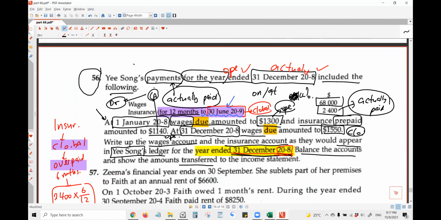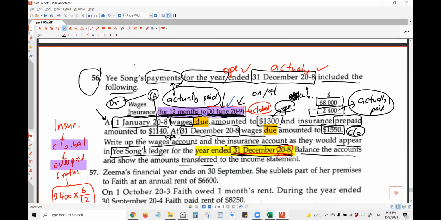For this question, Yi Song, insurance for 12 months to 30th June 20-9. You saw it before with me. Yes, we have solved it. For 12 months means the 2004 is for 12 months long of insurance. To 30th June 20-9 means Yi Song has paid for the insurance all the way until 30th June 20-9.